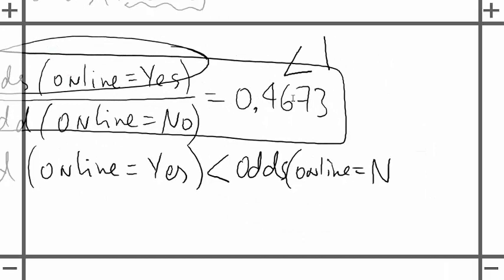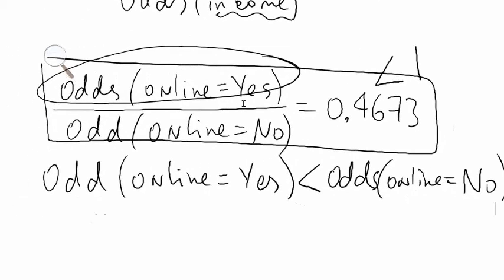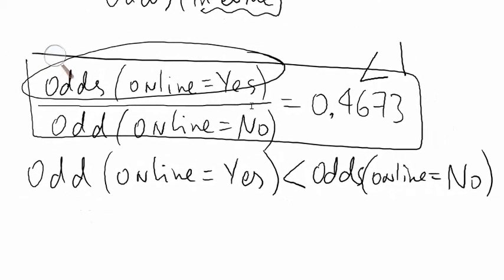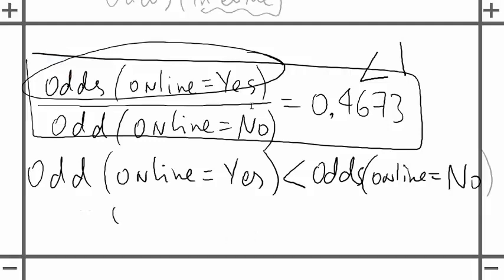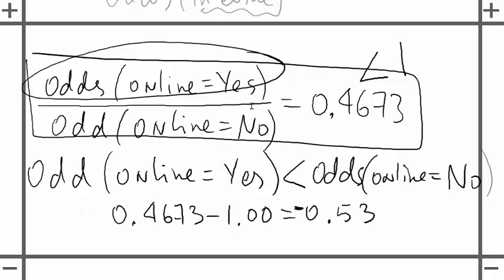Again, by how much? I use as my reference point what? 1.0, right? All I have to do is subtract 0.4673 minus 1. That means odds are not higher, not lower, they're exactly the same, right? And the difference is going to be minus, right? First of all, minus 0.5327, something like this, right?